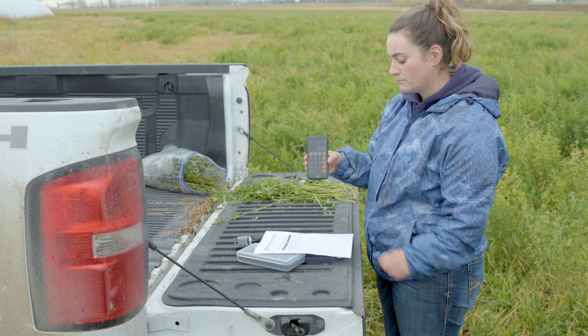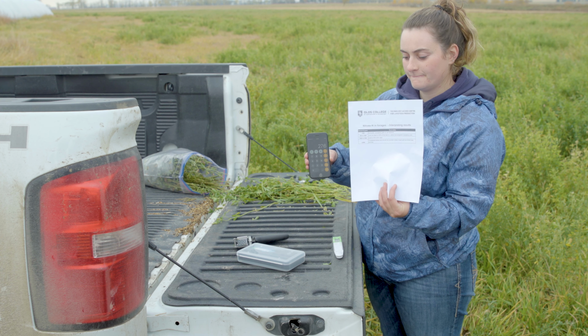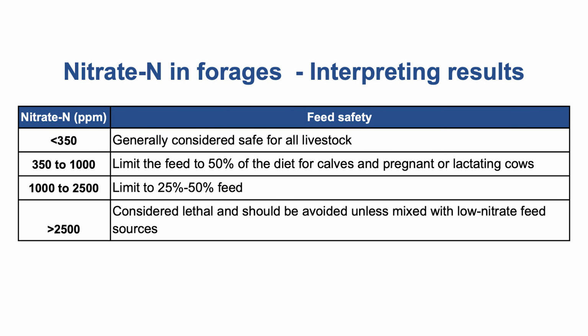In order to interpret the results and use them in our decision-making process, we'll use the following table, which is adapted from the scientific publication by Hibbard and collaborators. So according to the table, less than 350 parts per million is generally considered safe for all livestock. So our reading was 27.6, so it's considered safe.